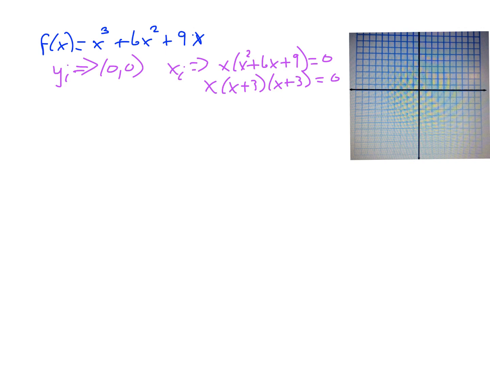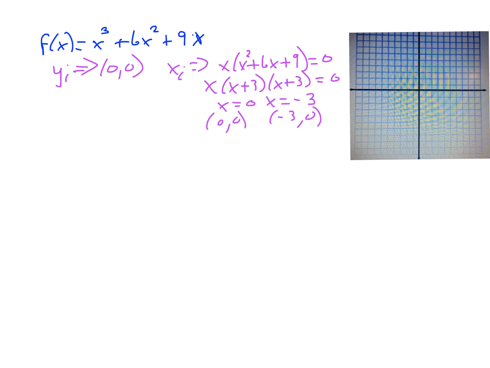So we're going to get two intercepts because we have two factors that are identical. So either x is equal to 0 or x is equal to negative 3 are our x-intercepts. So the point (0, 0) and the point (-3, 0). So that's a good start. We already have some points that we can put on our graph.